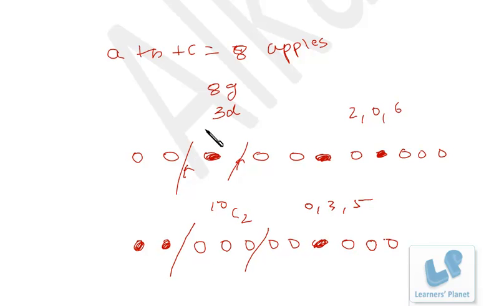So precisely 11 apples are there, that means there will be 10 gaps. If there are 10 gaps, you need to select 2 gaps. Okay, so 10C2 will be the total number of ways when you have to distribute 8 apples among 3 persons with the condition that any one of them or 2 of them can get 0 apples, or maybe they do not get any apples at all. Okay, that means precisely 0 is also allowed.